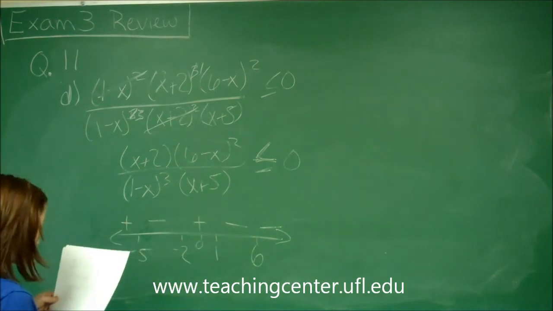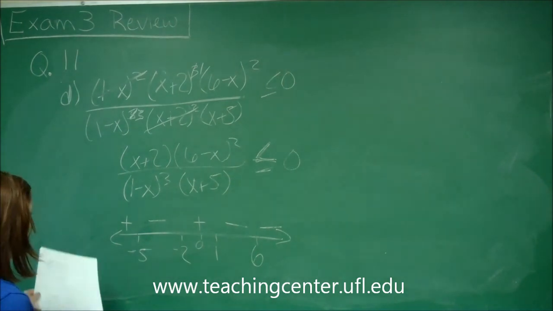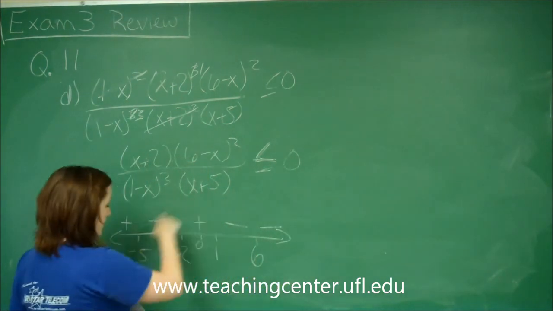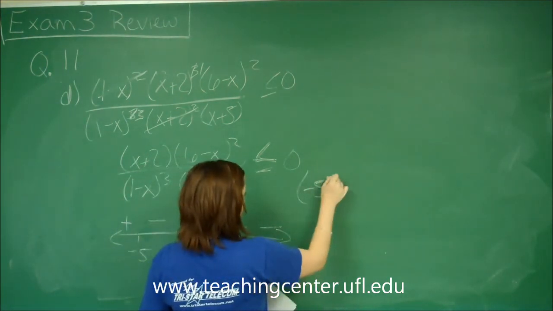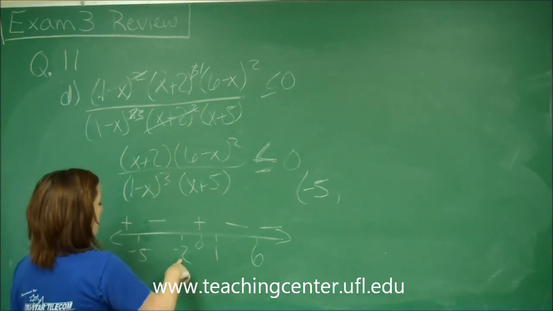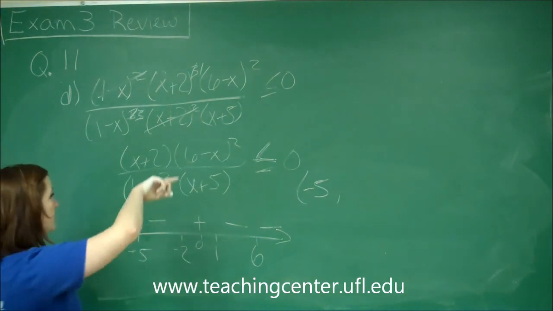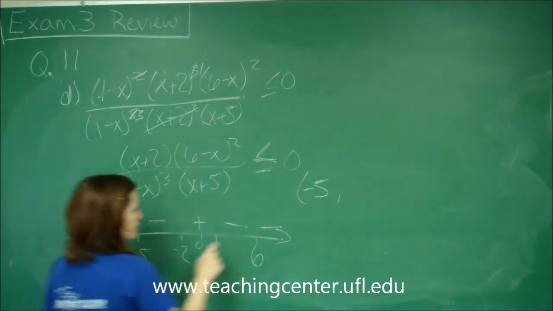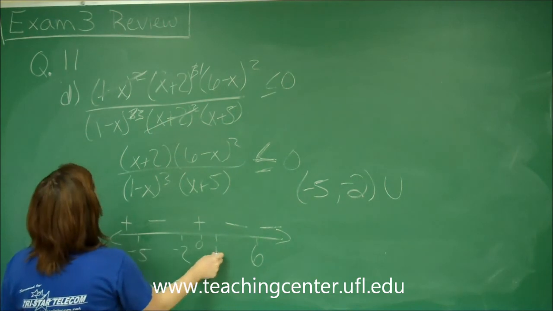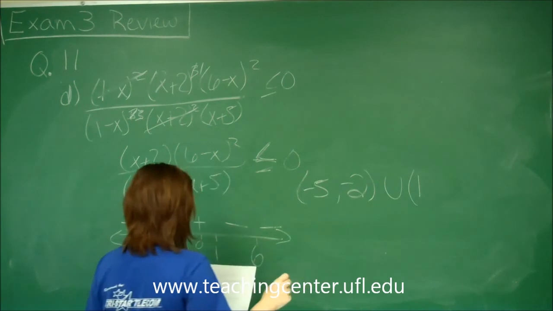So, since we are looking for less than or equal to 0, we want from negative 5, and negative 5 is in our denominator, so we're going to use parentheses, to negative 2, and negative 2, however, we still have to use parentheses because even though we canceled it out to simplify, it was still originally in our denominator, so we can't use negative 2. Union with 1, which is in our denominator, so we also don't use 1, to positive infinity.